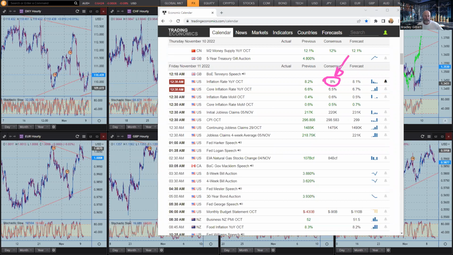If it's stronger, the dollar rallies. If it's weaker, the dollar falls. It's pretty much as easy as that. How big does it move? Well, you've got to look at the range of the expectation. If it's outside the range, you get a bigger move. That's why it's always good to know what the range is.